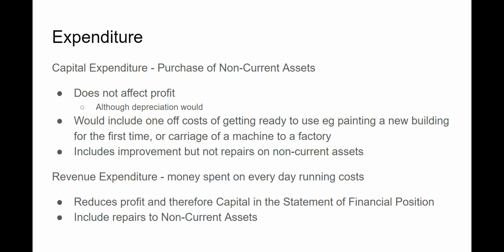It would include repairs to non-current assets. So, for example, going back to the example of the building where we painted it when we first made the building or purchased the building, the cost 3 or 4 years later of repainting that building would then be a repair cost, and therefore it would be an expense and not capital.